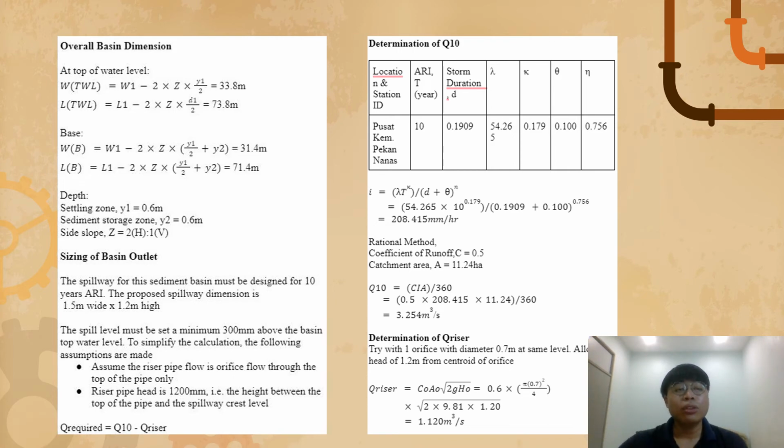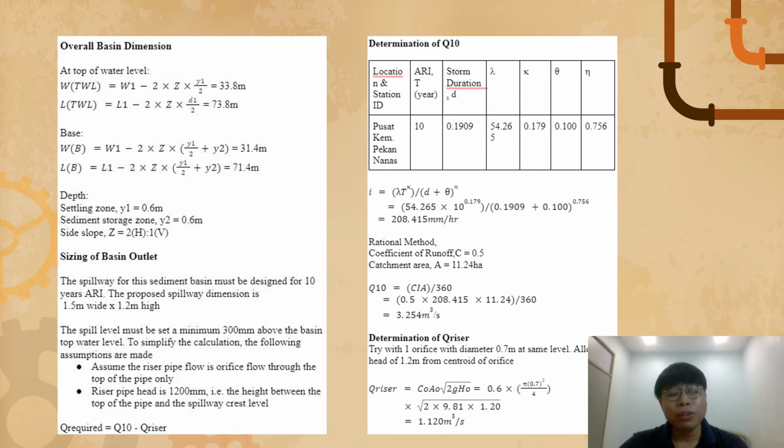At the top of the water level is about 33.8 meter, the length is 73.8 meter, and at the base, which is the bottom of the water level, it is 31.4 meter and 71.4 meter. So now we move to the sizings of basin outlet.